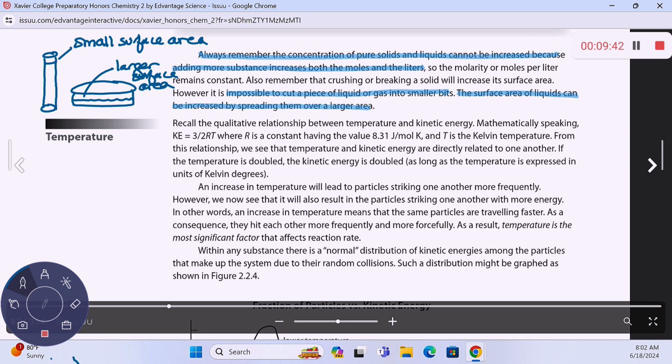And then finally, let's talk about temperature. If you double the temperature, you double the kinetic energy, as long as you're in Kelvin, okay? So increasing the temperature will cause your reactants to hit more often, and it will also cause them to hit with more energy, which means you should obtain the activation energy more often. So since they hit each other more often and with more force, temperature is the most significant factor that affects the reaction rate.